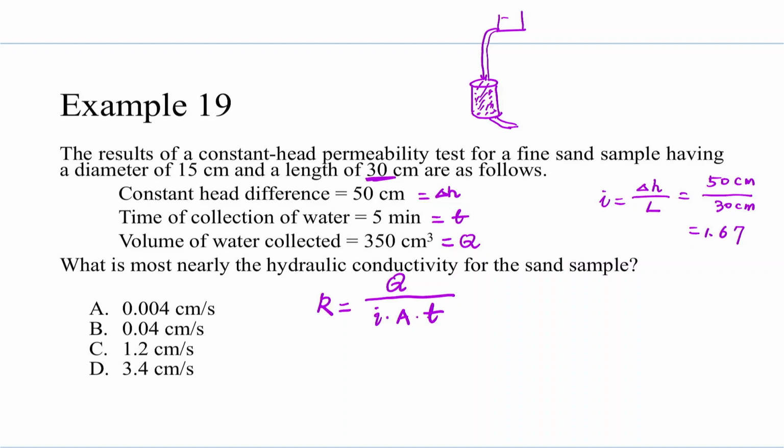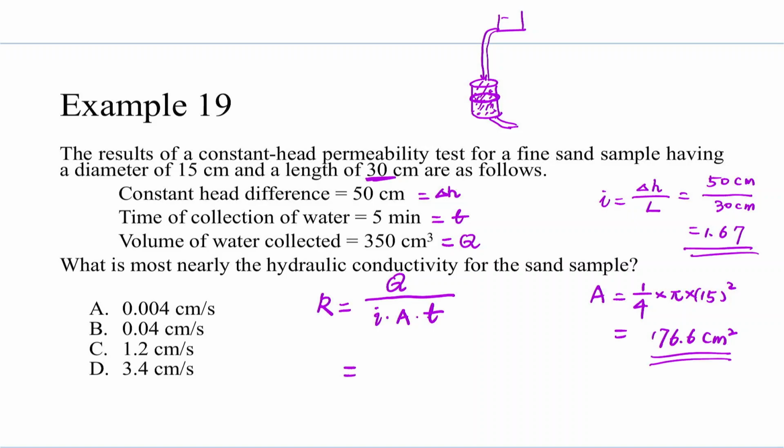And you've got to calculate the cross section as well. So the cross section is essentially the cross section of this container or this soil, and we have the diameter, so you can easily convert that to a cross-section area. So the cross-section area is about 176.6 centimeter squared. So now we have everything, so it's pretty easy.